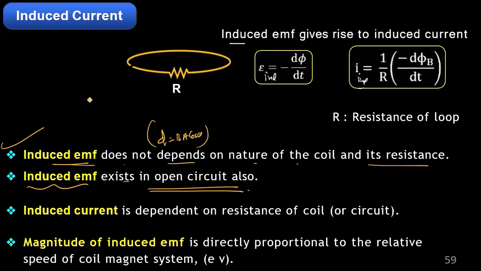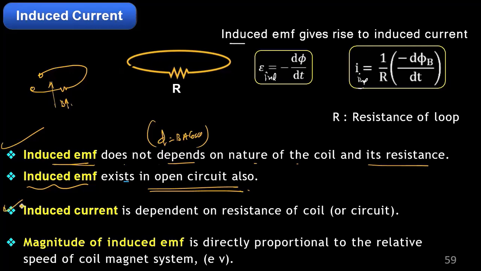If I take an open coil like this, and increase the B through this area, that means the flux is going to change. Once I ensure that the flux is changing within that area, the induced effect is being produced. That means induced EMF is there.